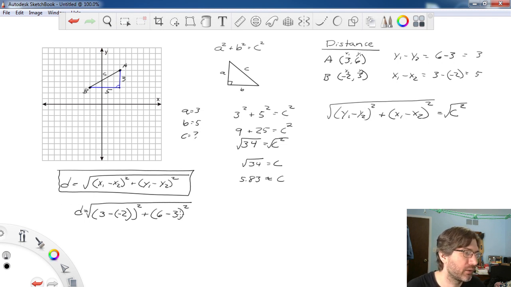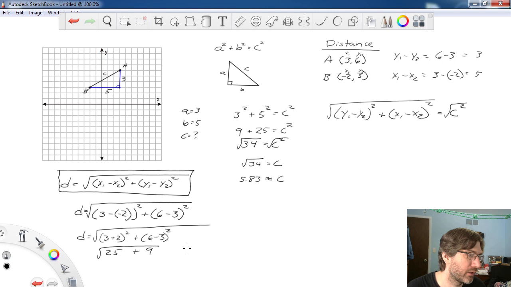So then we can go ahead and clean things up in here. Again, clean up the signs here. This is going to become distance equals the square root of 3 plus 2 squared plus 6 minus 3 squared. 3 plus 2 is 5. 5 squared is 25, plus 6 minus 3 gives you 3. 3 squared is 9. And then you take the square root of whatever that is, and that's going to equal your distance. So 25 plus 9 is 34, so the distance is the square root of 34.